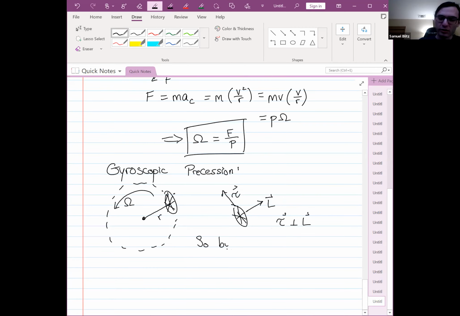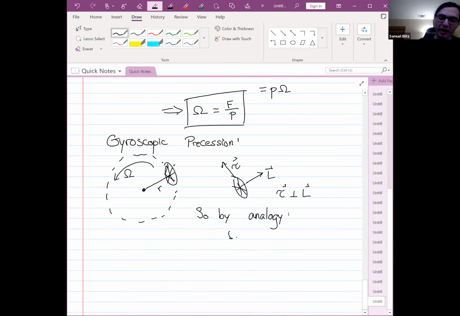So by analogy, because we literally can just swap variables, the rate of angular revolution should be equal to torque divided by angular momentum. And so we can just write out what that is. So let's say that the wheel has radius capital R.